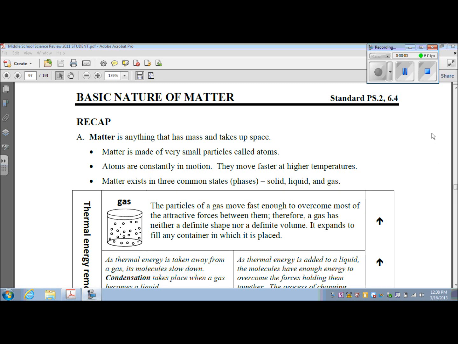Page 83. Basic nature of matter. Recap, Section A. Matter is anything that has mass and takes up space. Matter is made of very small particles called atoms. Atoms are constantly in motion. They move faster at higher temperatures. Matter exists in three common states or phases, such as solid, liquid, and gas.